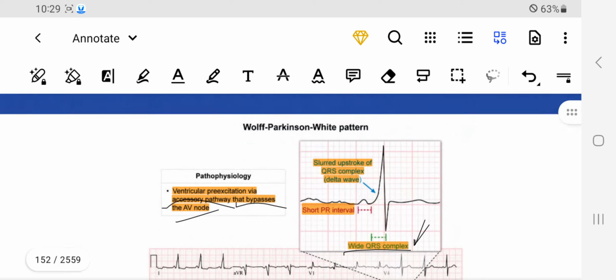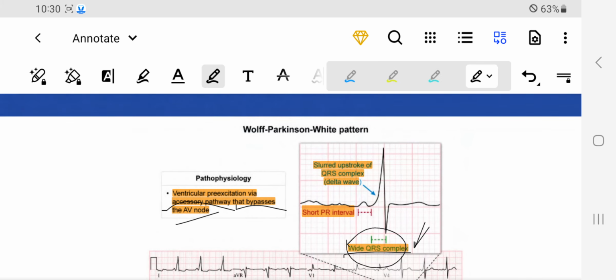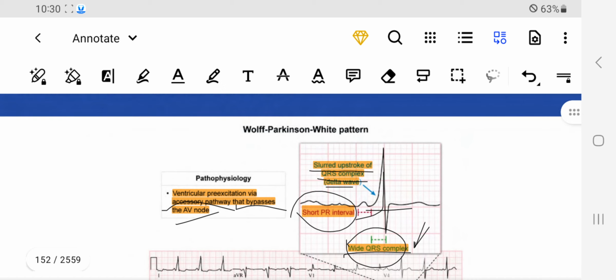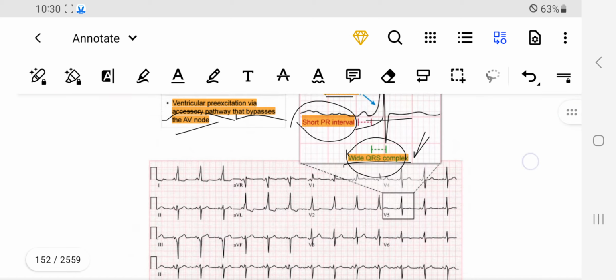What will happen? There will be a wide QRS complex, right? The QRS complex would be increased. There will be a short PR interval because there is a delta wave, right? So the slurred upstroke of the QRS complex would result in the delta wave, right?